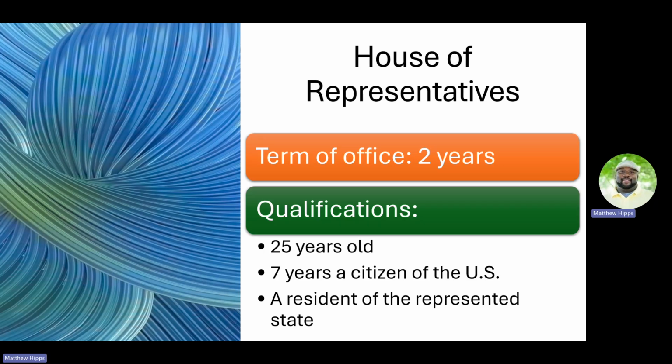Notice it's a bit different from the president in that presidents have to be natural born citizens, while members of Congress can be naturalized citizens, meaning that they can be born in a different country, and as long as they have obtained citizenship, then they are able to run for congressional office. They also need to be a resident of the state that they are running in. So if you are running in the state of Georgia, you have to live or have a residence in the state of Georgia.